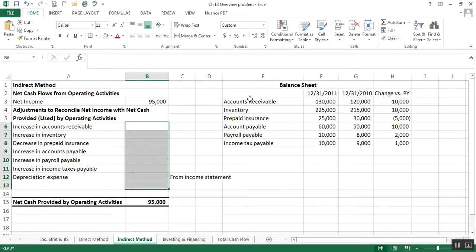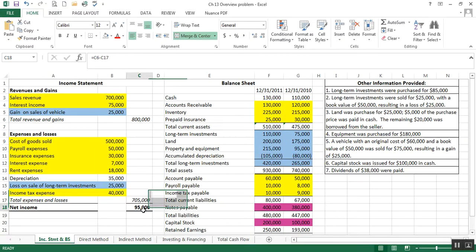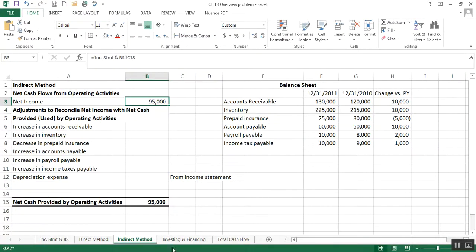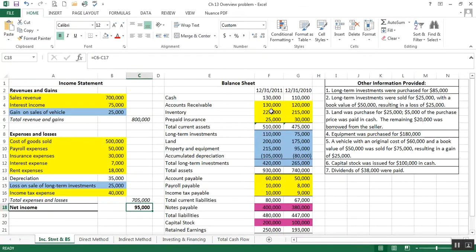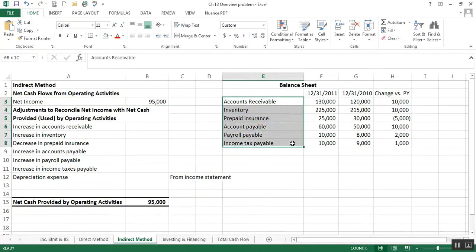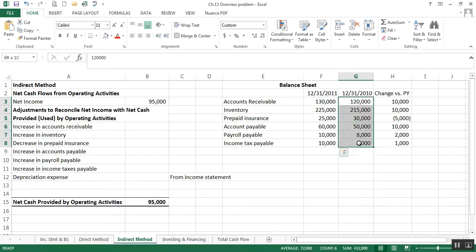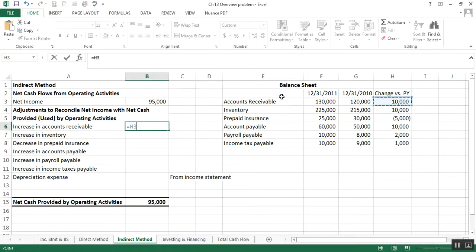So again, you're going to start with your net operating income, which is right off of the income statement here. And then we're going to go through all of these accounts that we highlighted: accounts receivable, inventory, prepaid insurance, accounts payable, payroll, and income tax. Okay. And we're going to look at the beginning of the period, the end of the period, and calculate the change in the period. So if we have an increase in accounts payable, is it going to be an increase or decrease in cash? An increase in an asset is a decrease in cash.